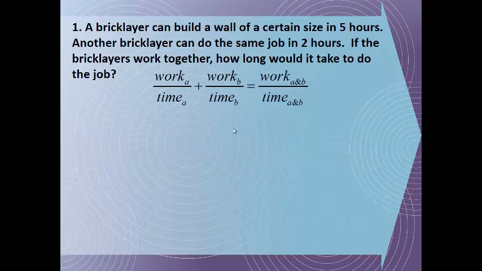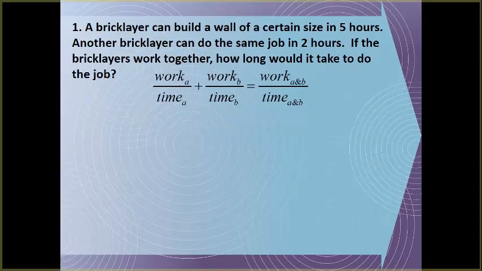So here is our first set of jobs. A bricklayer can build a wall of a certain size in 5 hours. Another bricklayer can do the same job in 2 hours. If the bricklayers work together, how long would it take to do the job? So what we have is work. The way I say this, and the way that's going to hopefully make sense, is you're doing one job. You can say one bricklaying job, and you're doing it in 5 hours.